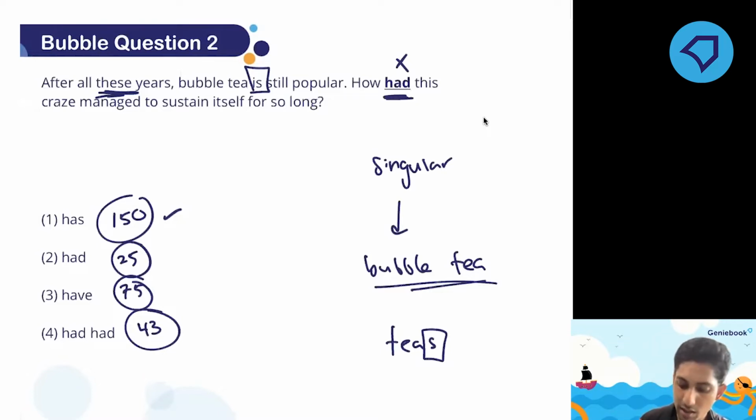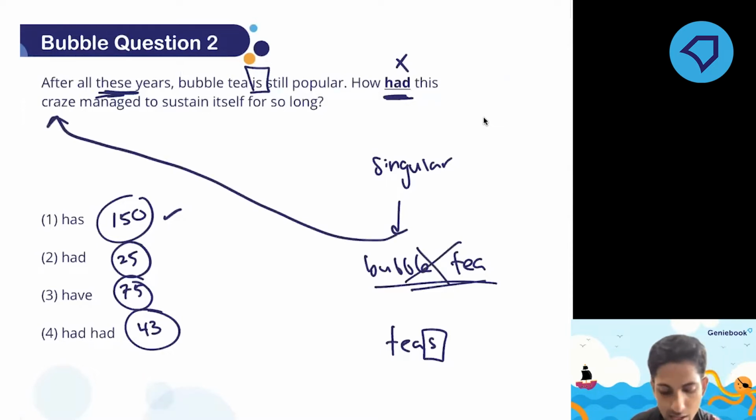But actually, I realized it's not the bubble tea that is singular. It's a craze. Sorry, it's a craze. How has this craze? Is a craze. How has this craze? Not these craze. Has this craze? Okay. So therefore, you have has.